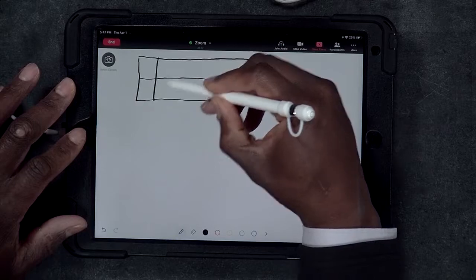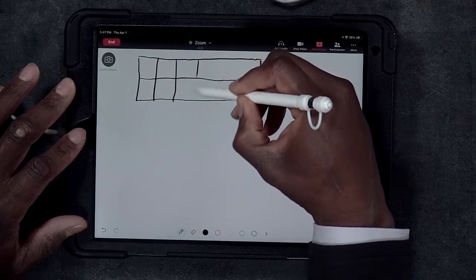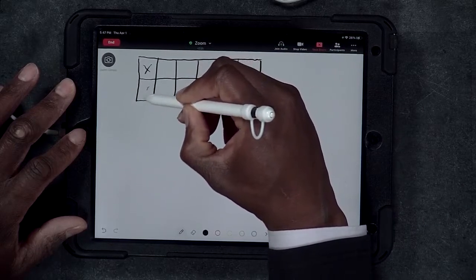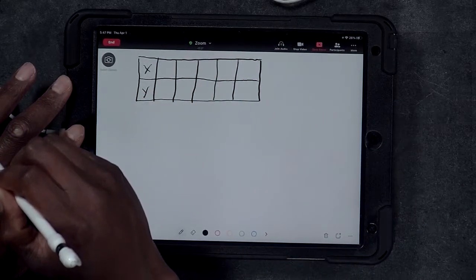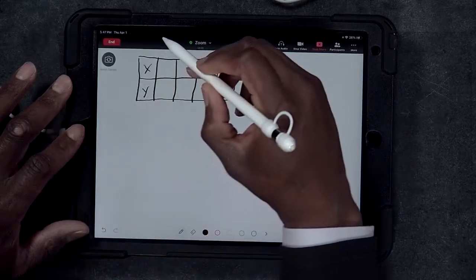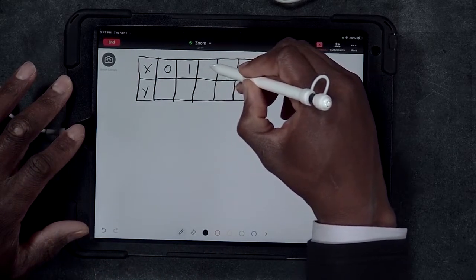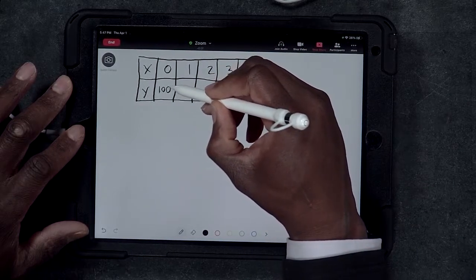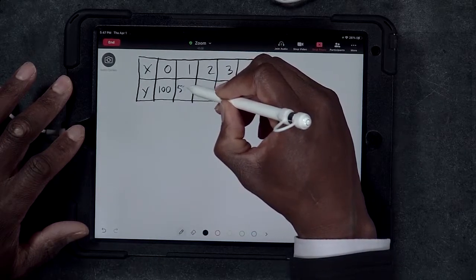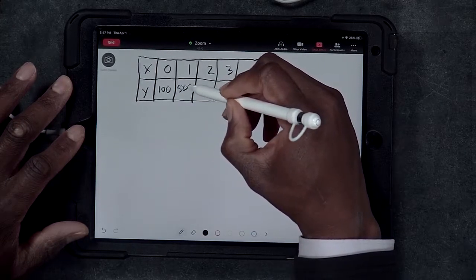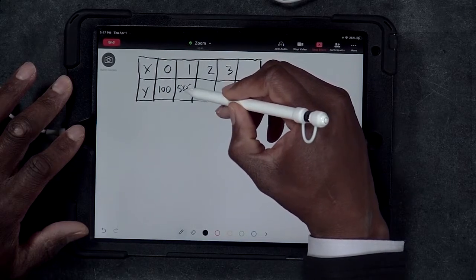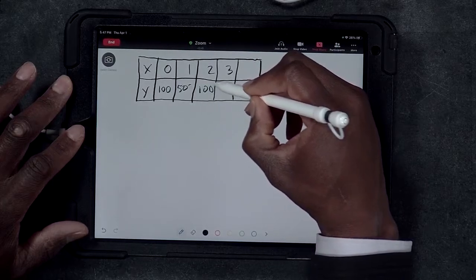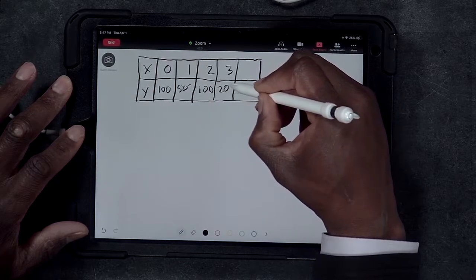I hope it's clear what I am saying. All right, so we got x values and y values. I had this written down before, I'm just going to write it down again. We got 0, 1, 2, 3, and then we got 100, 500, 50, 150, and then we got 2, 100, and then we got 3, 200. That's what I had before.